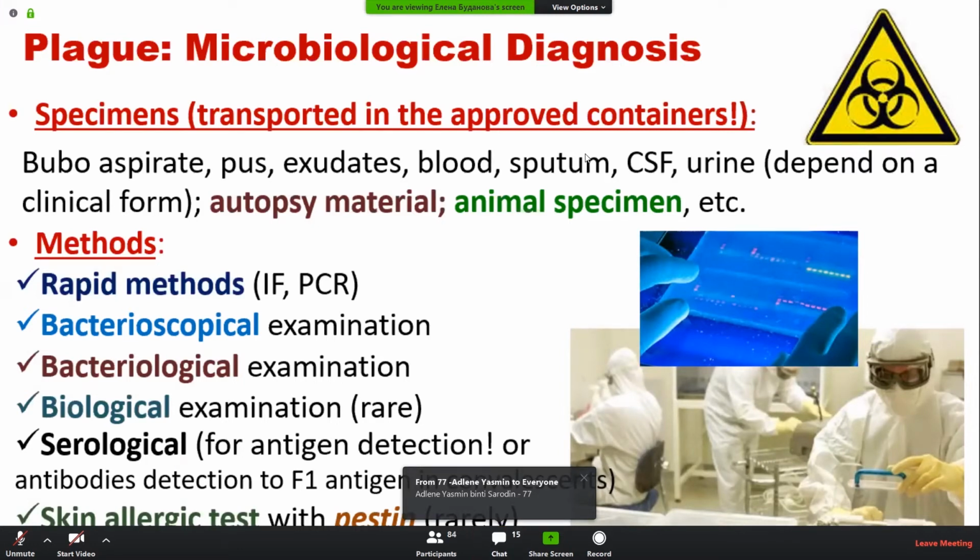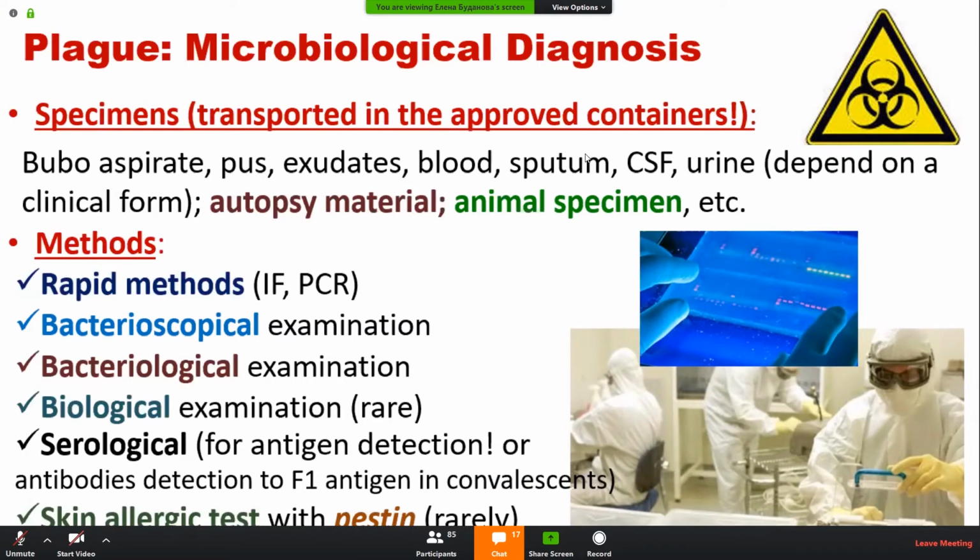Serological examination is used only for antigen detection during the course of disease, or for antibody detection against F1 protective antigen of the capsule in convalescence, to make the diagnosis after recovery. And the skin allergic test is not widely used, but possibly used. It is based on the injection of pestin. By the way, don't confuse pestin with pesticin. Pesticin is a bactericidal substance produced by the bacterium, and it is not an allergen of bacteria, but pestin is made of bacterial cells.